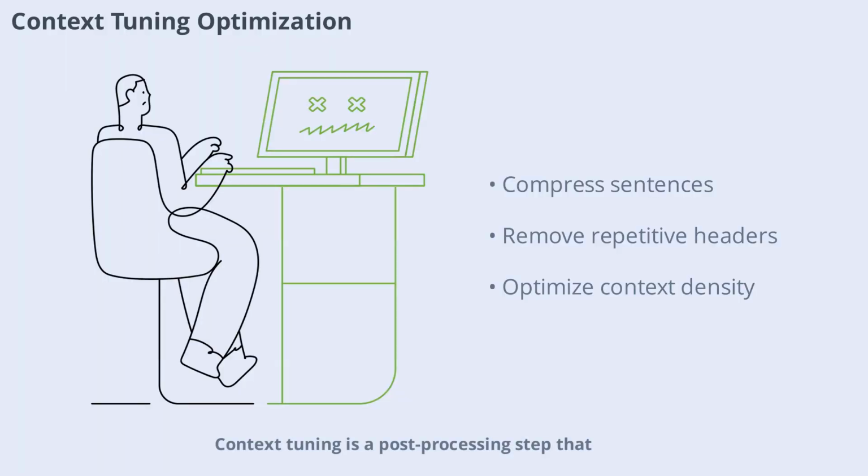Context tuning is a post-processing step that maximizes the informational density of retrieved chunks. Techniques include sentence compression and removing repetitive headers from documents. By optimizing the context before appending it to the prompt, you help the language model focus on the most relevant information, improving both efficiency and answer quality.